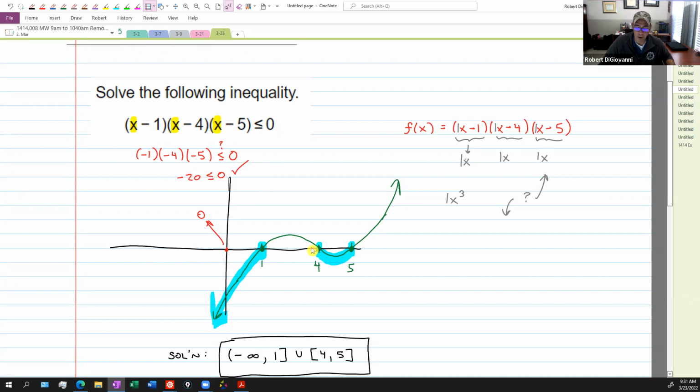Any number between 1 and 4 is not going to work. Any number between 4 and 5 will, and anything past 5 won't. Okay? You feel all right? Can I clarify anything? Do you need me to go through something on this?